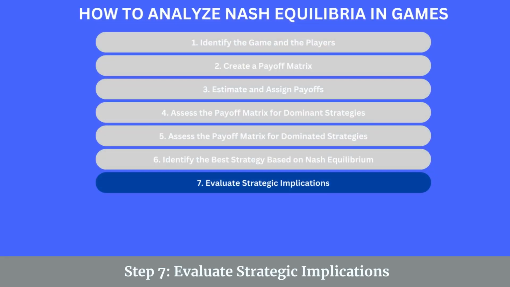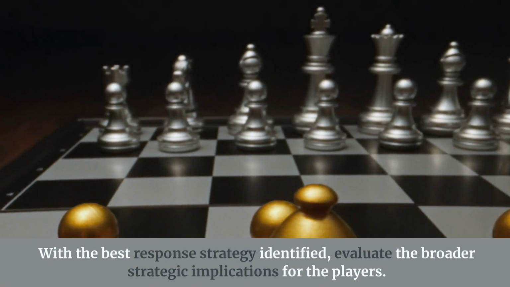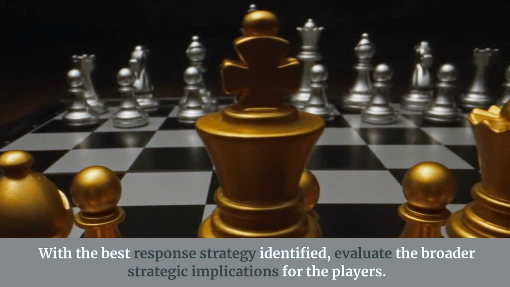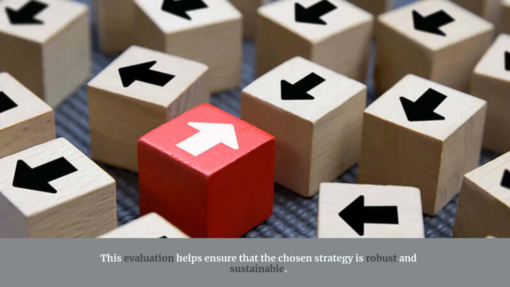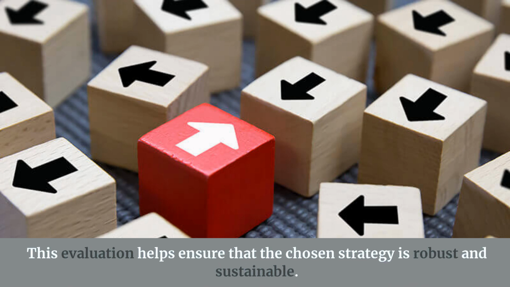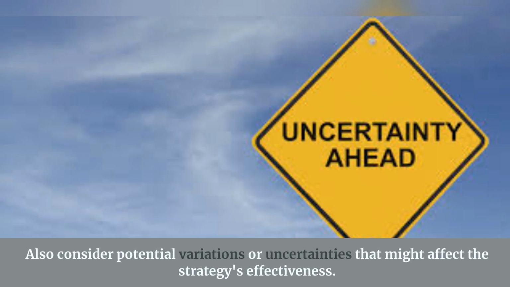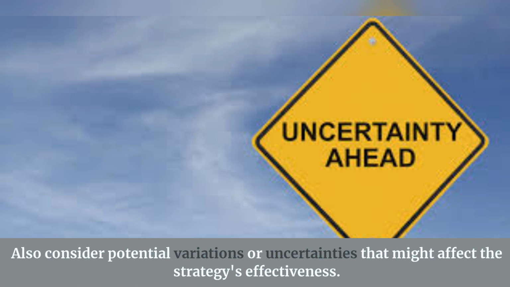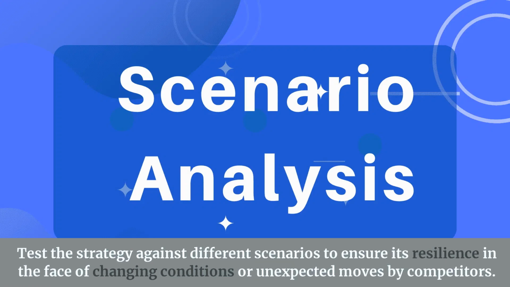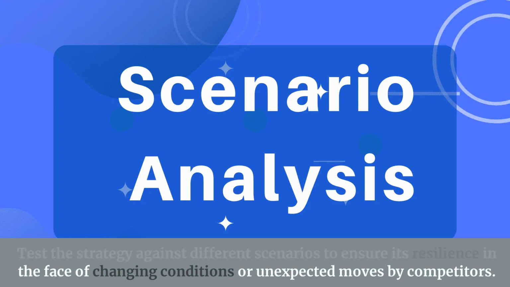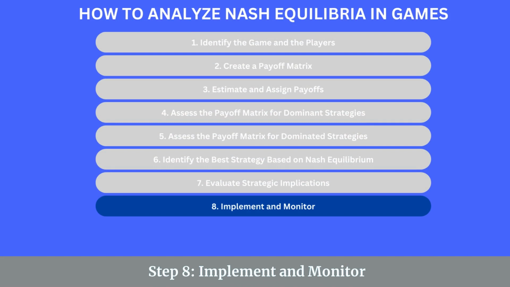Step 7. Evaluate strategic implications. With the best response strategy identified, evaluate the broader strategic implications for the players. Consider how this strategy aligns with their overall goals and whether there are any risks or trade-offs involved. This evaluation helps ensure that the chosen strategy is robust and sustainable. Also consider potential variations or uncertainties that might affect the strategy's effectiveness. Test the strategy against different scenarios to ensure its resilience in the face of changing conditions or unexpected moves by competitors.